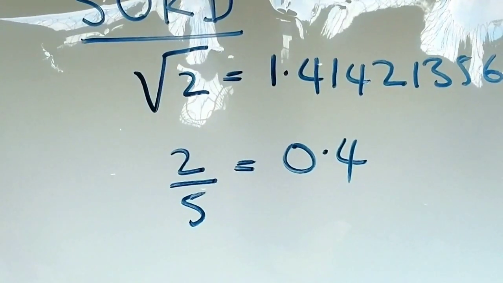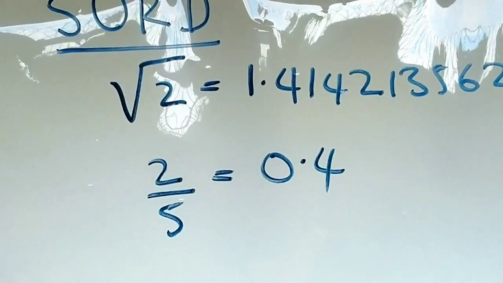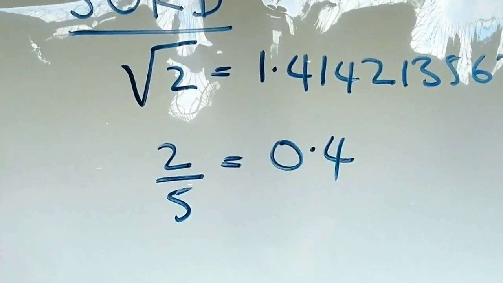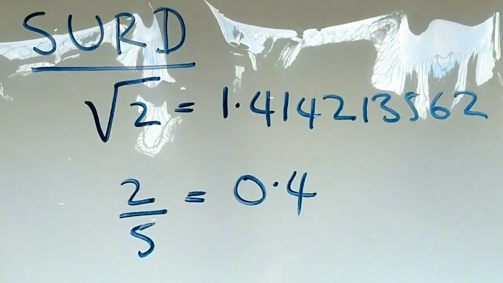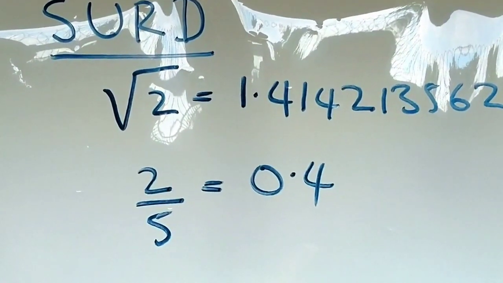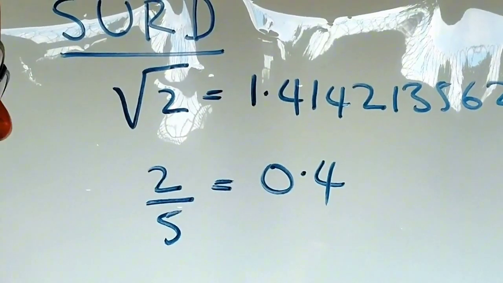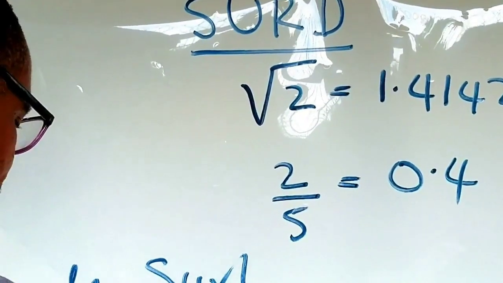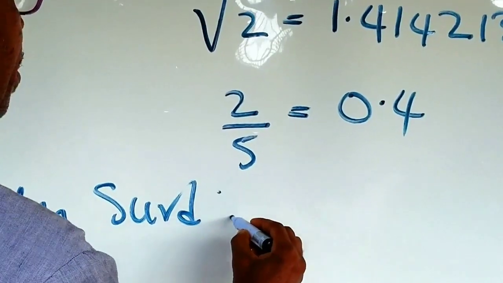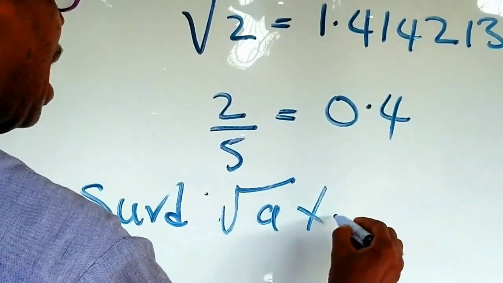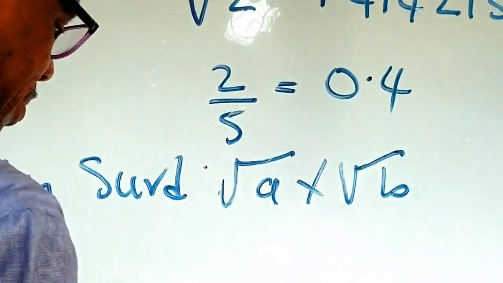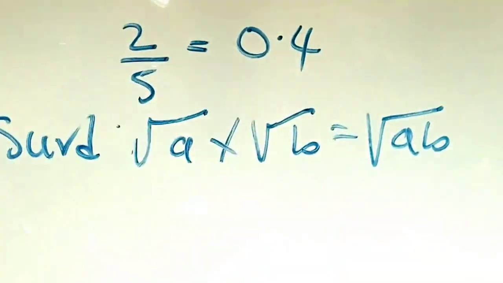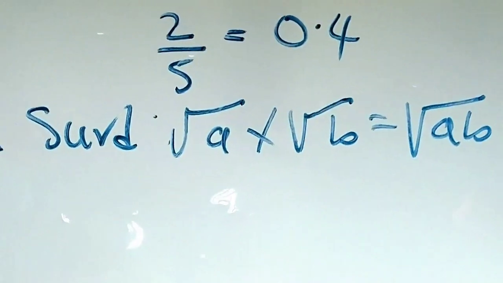Now, let's go to the introductory aspect of surds. How do we simplify surds? Surds can be expressed in their simplest forms or as the square root of a single integer. In surds, √A times √B is equal to √AB. As simple as that.